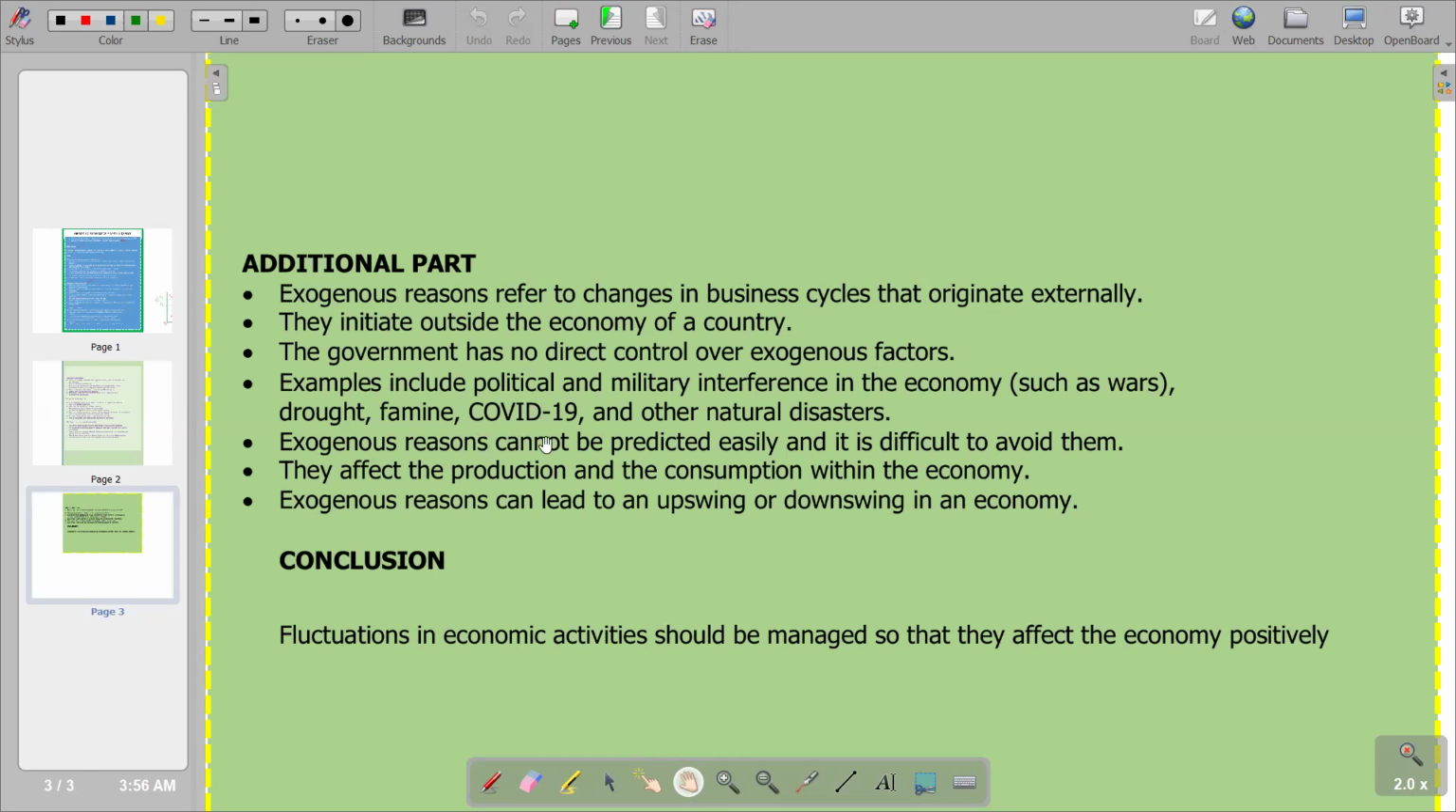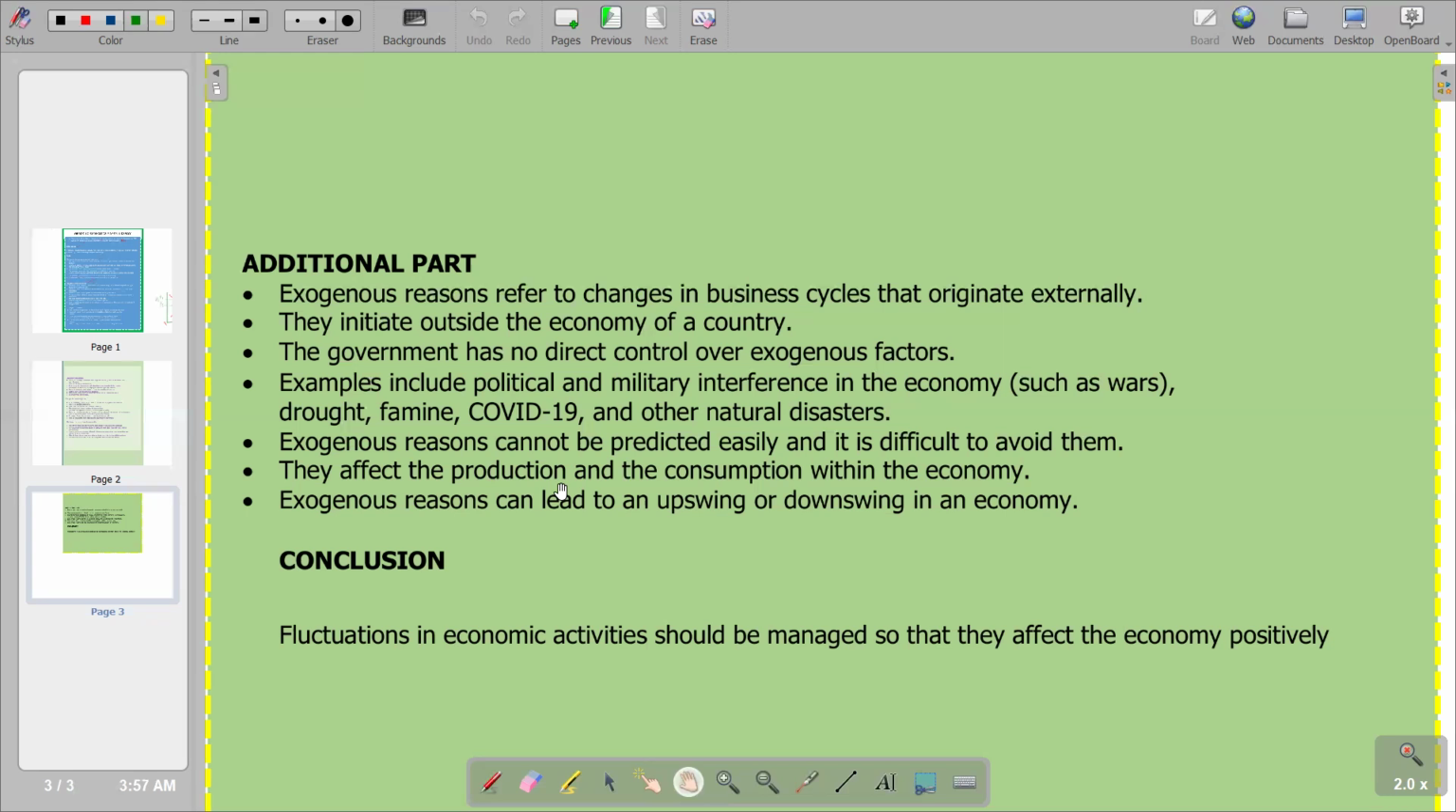So exogenous reasons cannot be predicted easily, and it is difficult to avoid them. They affect the production and consumption within the economy. They negatively affect. The last point is saying exogenous reasons can lead to an upswing or a downswing in an economy. So depending on the dimension that they are coming from, they can lead to an upswing. They can also lead to a downswing. So this is what we have on the additional part on the clarification of the exogenous reasons.